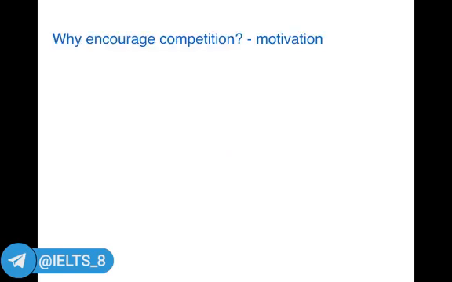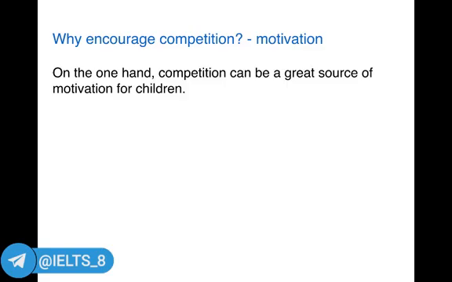Let's go to paragraph 2 first of all. The first idea for our topic sentence was why encourage competition. We thought the first step, the main reason, was motivation for children. Here's a sentence to put that idea together. On the one hand, competition can be a great source of motivation for children. Notice I've used on the one hand because we're discussing the 2 different points of view. Later we'll use on the other hand. So we've started with this idea that competition is a great source of motivation for children.